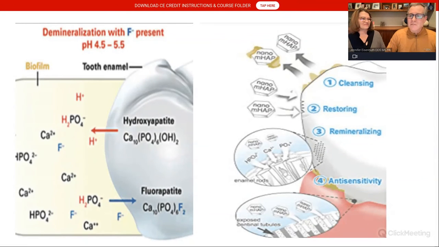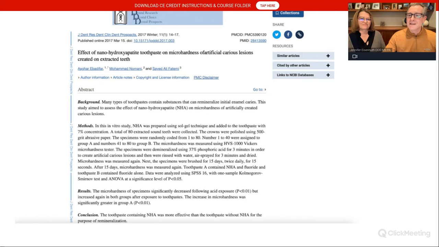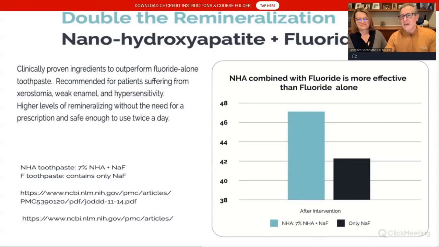Well, what's really interesting about nano hydroxyapatite is if you combine nano hydroxyapatite with fluoride, you end up with the best of both worlds. There's clinical studies done testing this. And so instead of having to give a patient high prescription fluoride toothpaste, there's a new solution. It's called nano hydroxyapatite combined with fluoride. You get a synergistic effect. This is one clinical study proving this theory. This was published winter of 2017. I'm just going to highlight the study, but basically what happens is if you combine nano hydroxyapatite with fluoride, you're getting the best of both worlds.